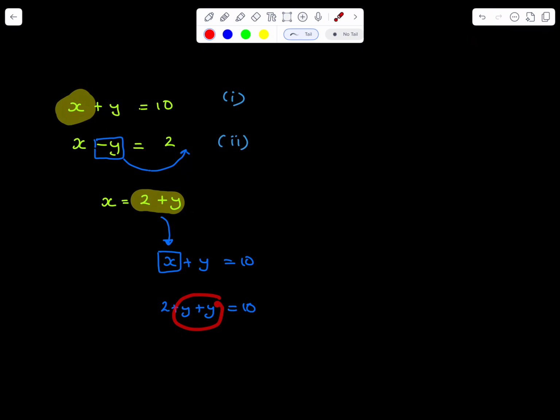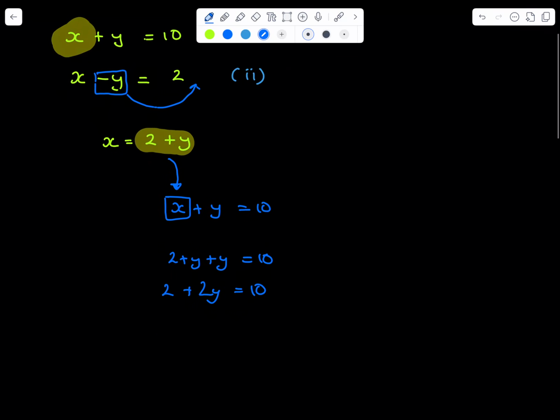It's like saying 1 apple plus 1 apple. You could say together, that's 2 apples. So in this case, that would just be 2y. So that's 2y. Sorry, that should be over here. And this 2 still remains, and this equals 10.